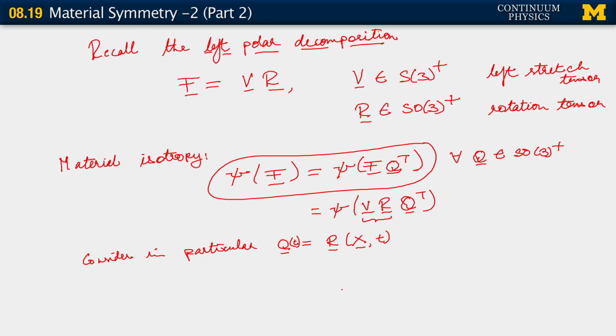Since it is included, what we see is that psi, a function of F, must depend upon V only. And so from this, just as we did in the case of material frame invariance, we conclude that for a material to be isotropic, psi has to be such that its dependence upon the deformation gradient is only through the left stretch tensor.